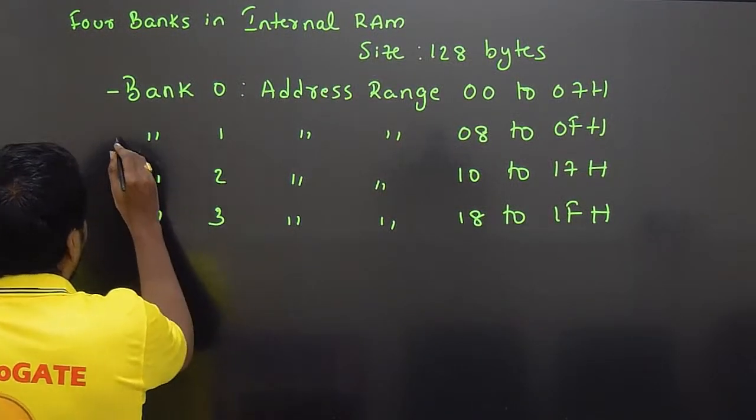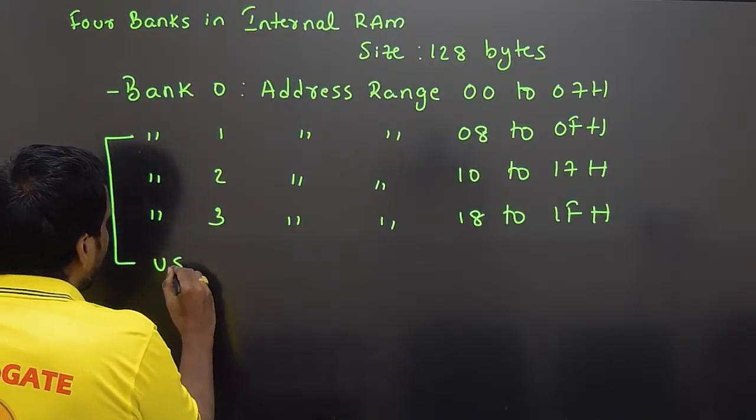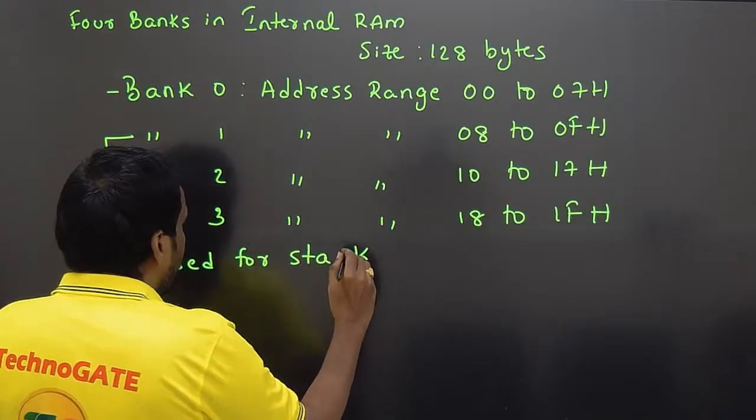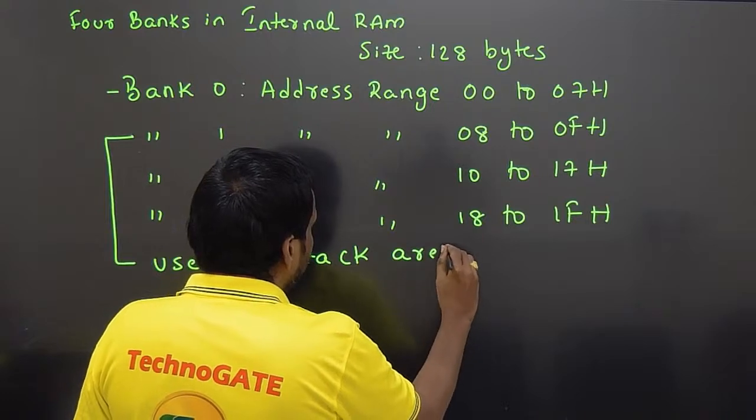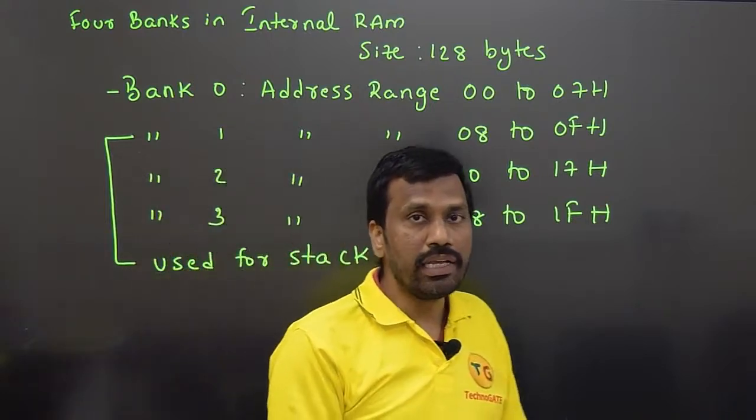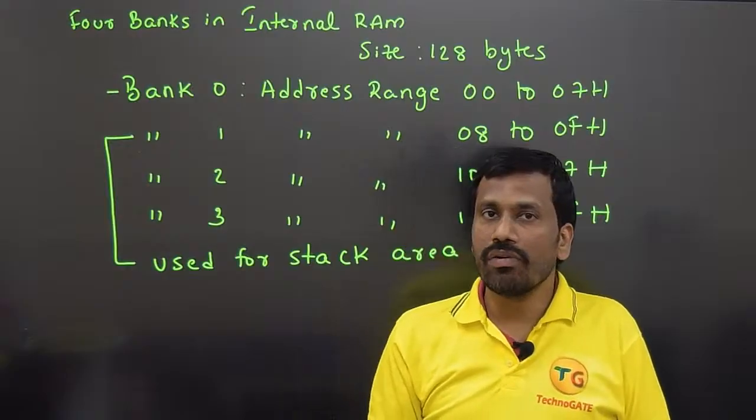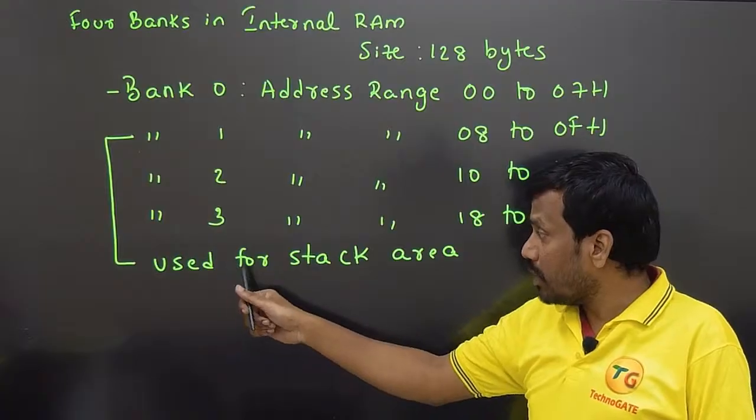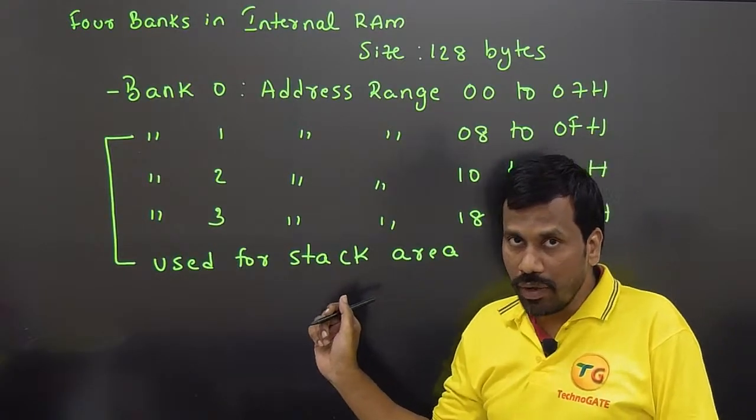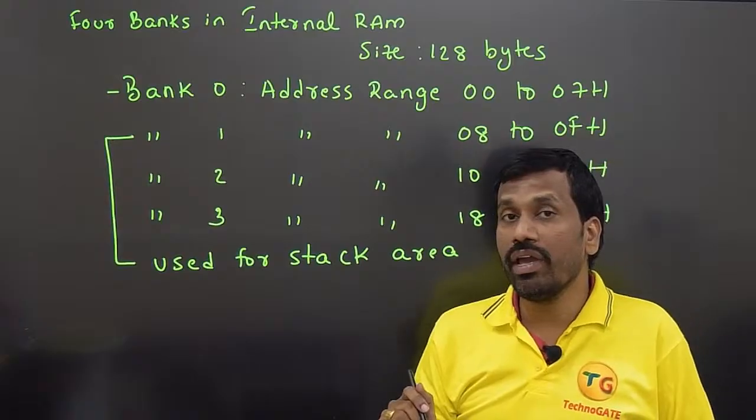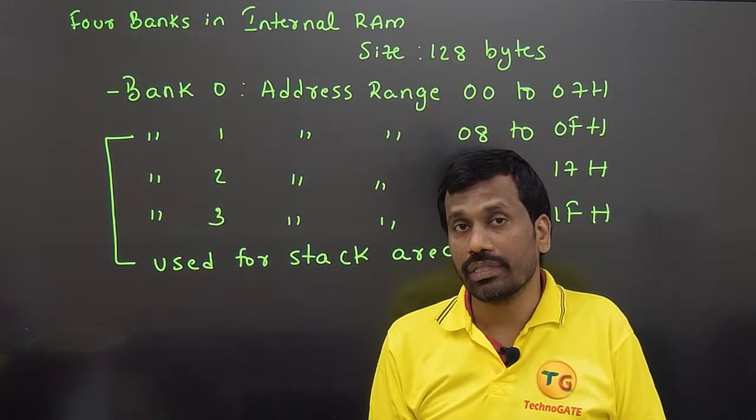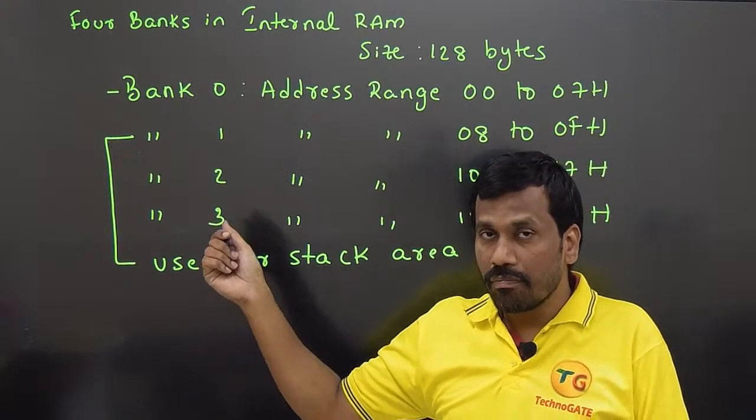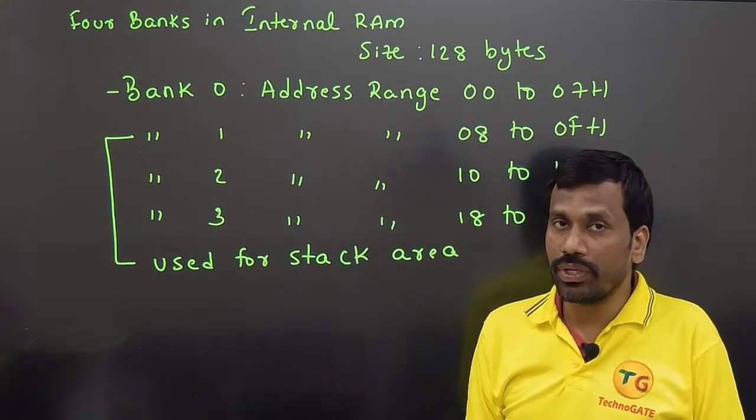Now coming to our main point: bank 1 is used for stack operations. Bank 1 is used for the stack area. You have 4 banks, bank 0, bank 1, bank 2, bank 3. Out of these 4 banks, which one do you have to use for the stack area? Bank 1. This is a very important point. Which one of the following banks is used for stack operations? The answer is bank 1.